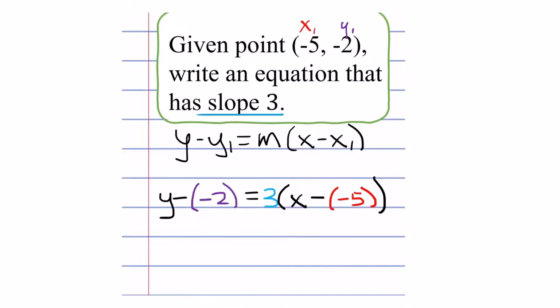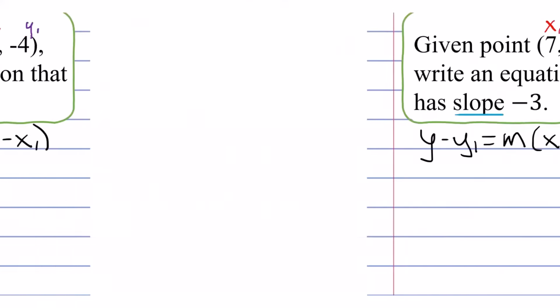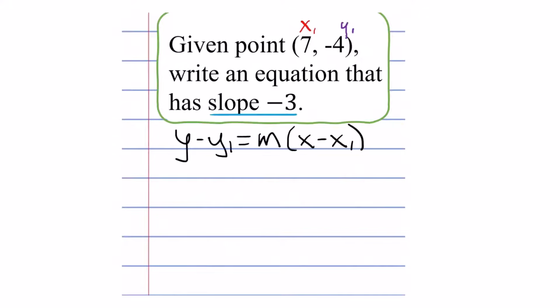And this is where I want you to be real careful. You need to write it down so you don't miss it. So we end up with y plus 2 equals 3 times x plus 5. And that is the equation for a line in point slope form. Okay, so those are the numbers we're going to use.